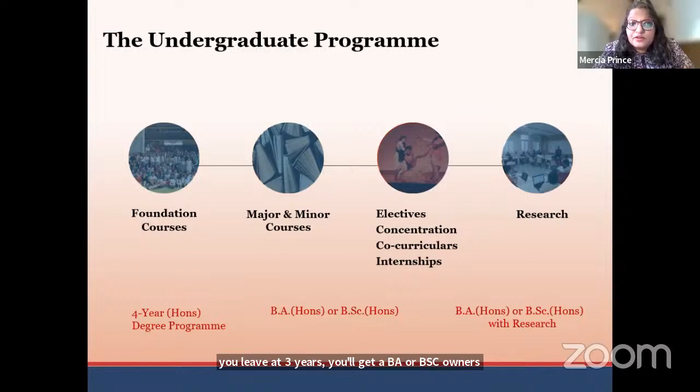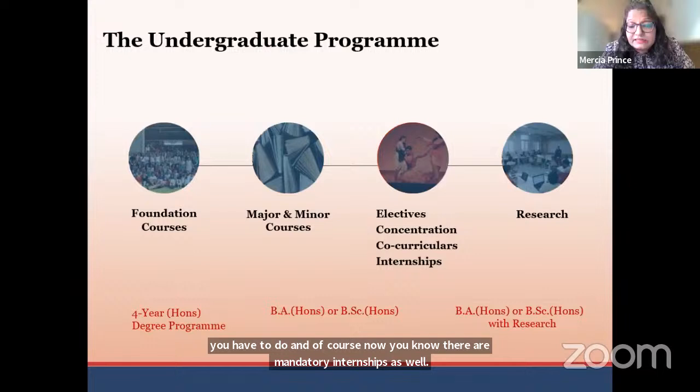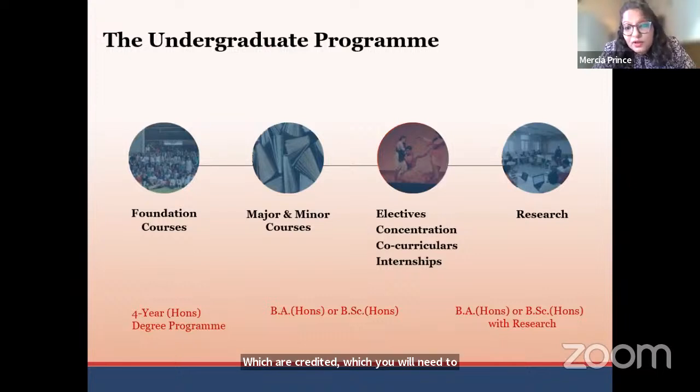So everybody does mandatory foundation courses, and I'll tell you what they are in just a minute. And then you choose your major. So you have your mandatory courses toward your major. If you choose to do a minor, you have a specific number of courses toward your minor. You also have some space to do electives or a concentration in a particular discipline. You have mandatory co-curricular courses that you have to do. And of course, now there are mandatory internships as well, which are credited, which you would need to do under the National Education Policy. And then there's the research component, should you be interested in research and taking that forward.